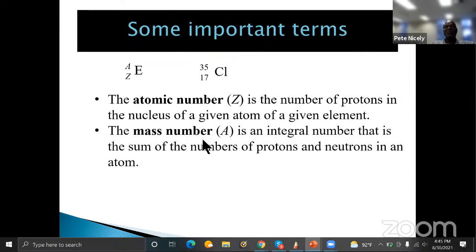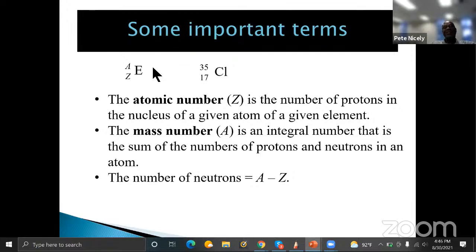Then we have what is known as the mass number. The mass number is the sum of the number of protons and neutrons, which are also found in the nucleus of an atom. The symbol that we use to represent the mass number is the letter A, all right? So if we know the atomic number, which is the number of protons, and if we know the mass number, which is the sum of the number of protons and neutrons in an atom, then the number of neutrons can be easily calculated by finding the difference between the mass number and the atomic number.